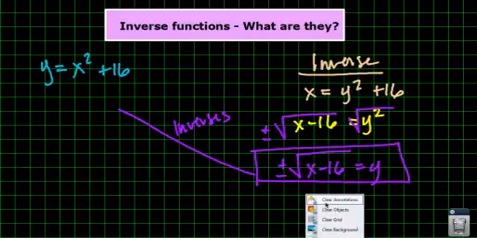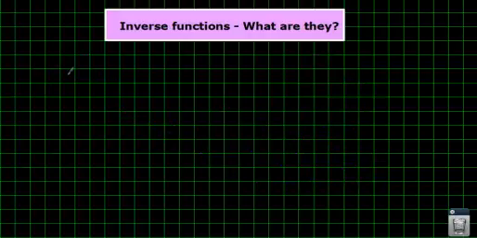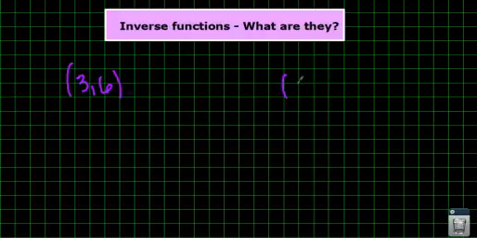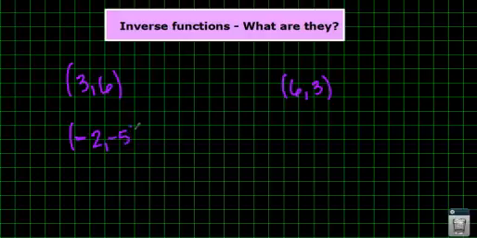Now if we were going to do this with points, so if I asked you to find the inverse of (3, 6), well, we do the same thing. The inverse of (3, 6) would be (6, 3), and so on. The inverse of (-2, -5) would be, can you guess? Swap x and y: (-5, -2). Not too bad.